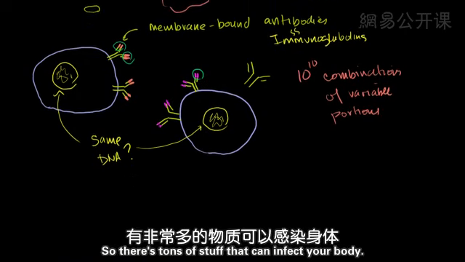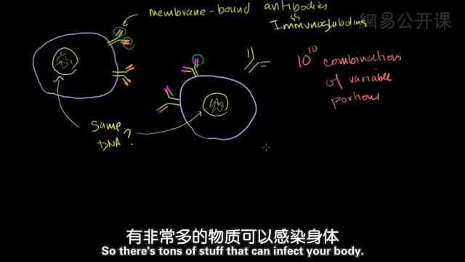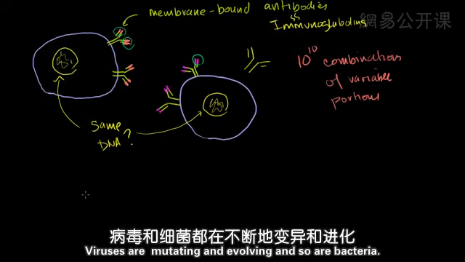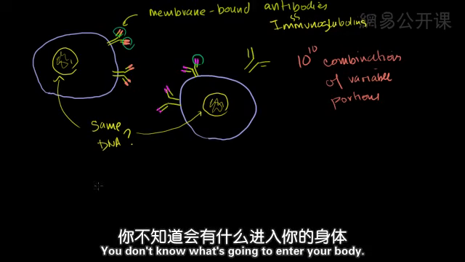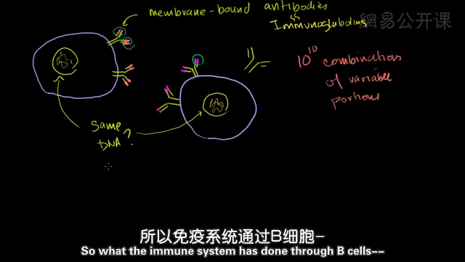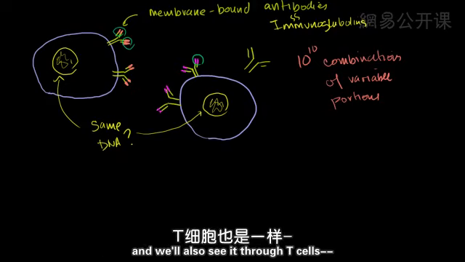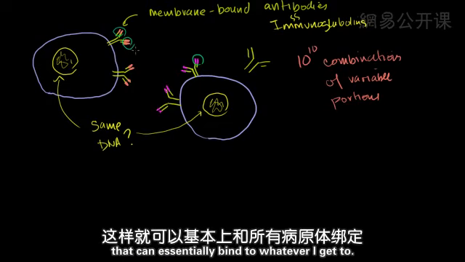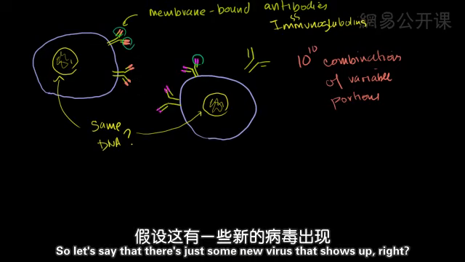So there's tons of stuff that can infect your body. All sorts of viruses are mutating and evolving, and so are bacteria. You don't know what's going to enter your body. So what the immune system has done through B cells, and we'll also see it through T cells, it says, hey, let me just make a bunch of combinations of these things that can essentially bind to whatever I get. So let's say that there's just some new virus.